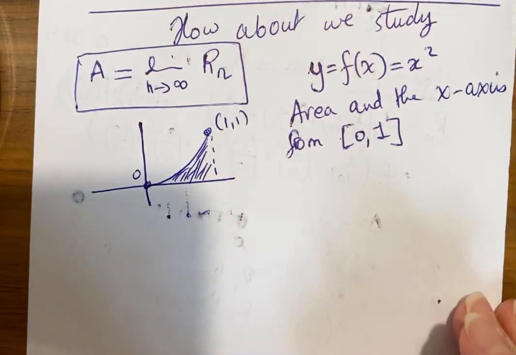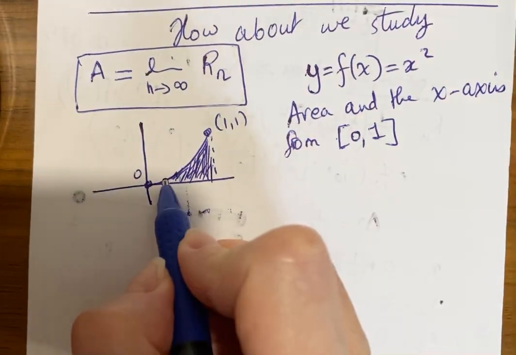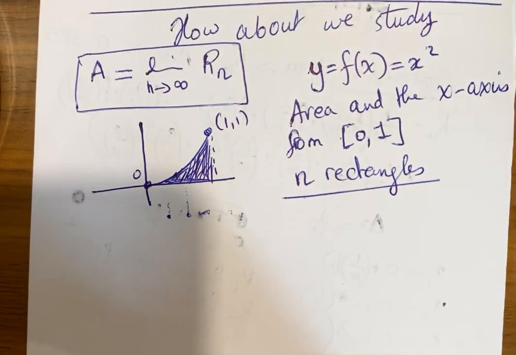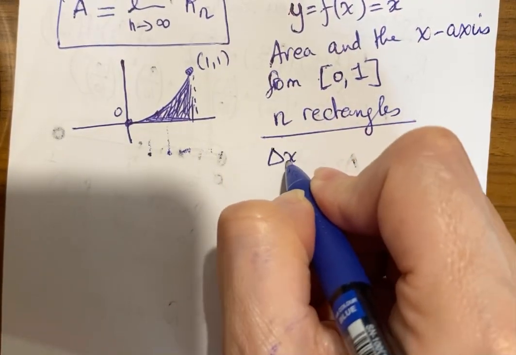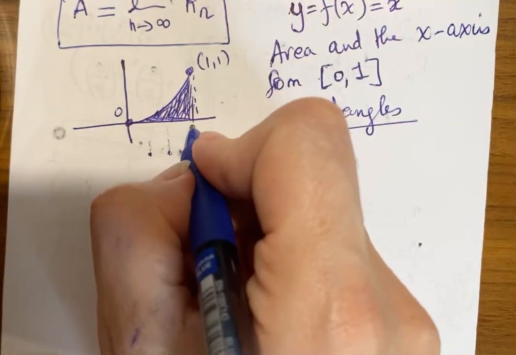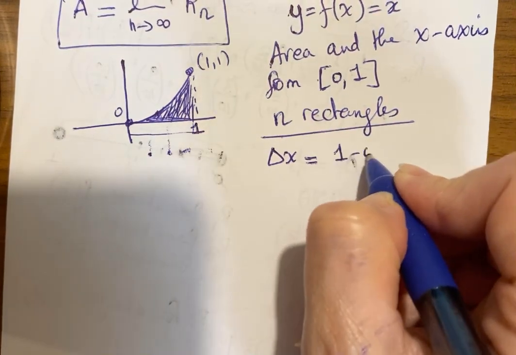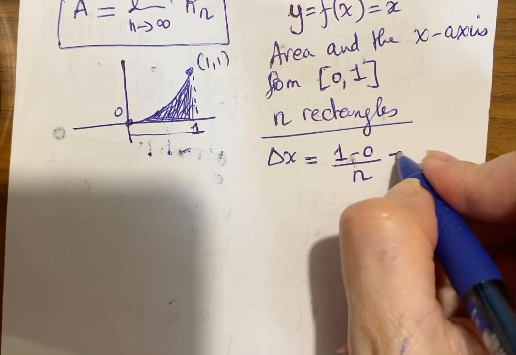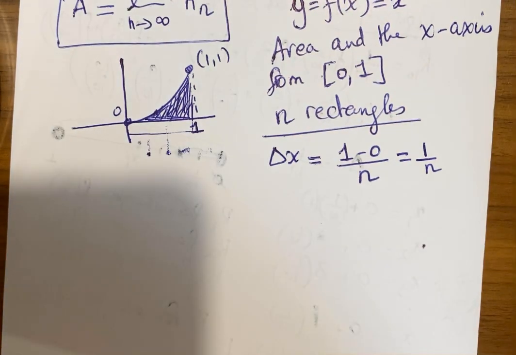What I will do now, instead of cutting into just 4 rectangles or 10 rectangles or so on, I'm going to cut into n rectangles in general. What will happen when I cut into n rectangles in general? What will the width of each rectangle be? Well, the width of each rectangle will be the total width of all the interval from here to here, which is 1 minus 0 over how many rectangles are we cutting into? 1 over n. This is the width of every rectangle.